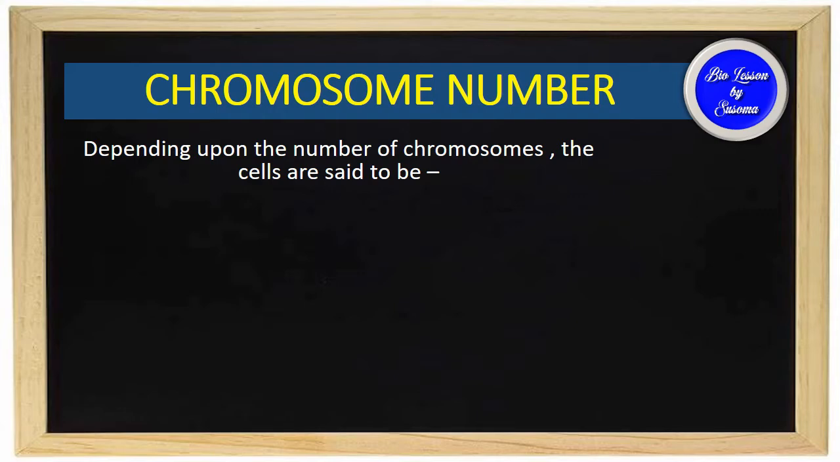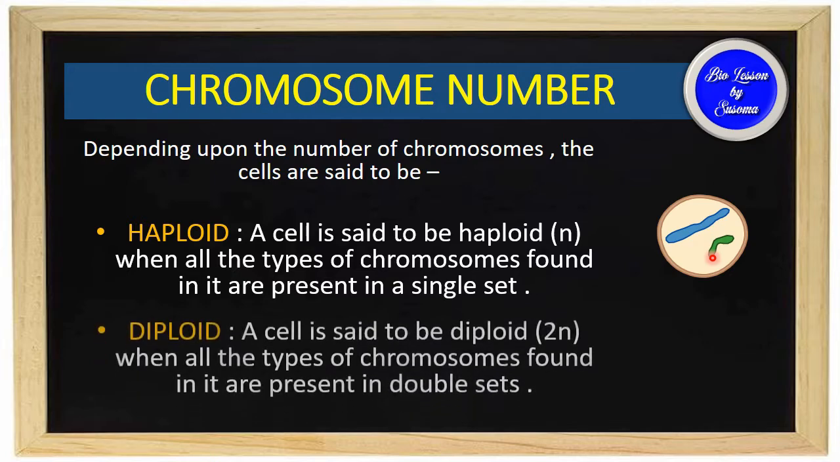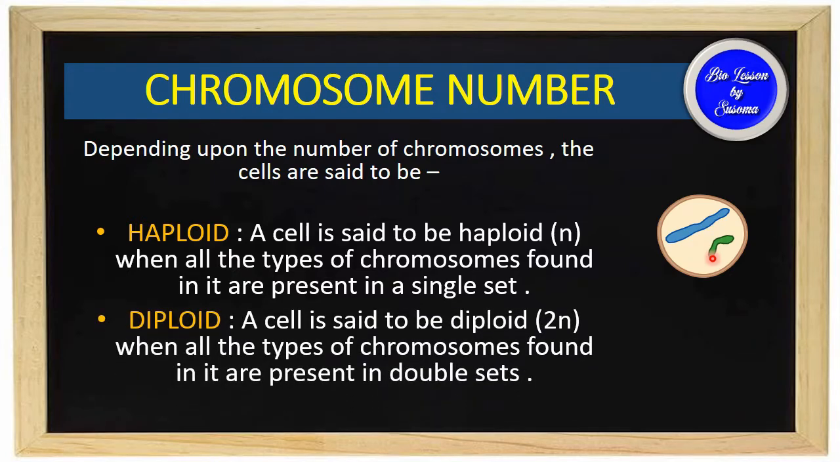Depending upon the number of chromosomes, the cells are of two types, haploid and diploid. So what are haploid cells? A cell is said to be haploid when all the types of chromosomes found in it are present in a single set, and this is what a haploid cell looks like, containing a single set of chromosomes. Now, what is a diploid cell? A cell is said to be diploid when all the types of chromosomes found in it are present in double set. And this is what a diploid cell looks like, containing double set of chromosomes.